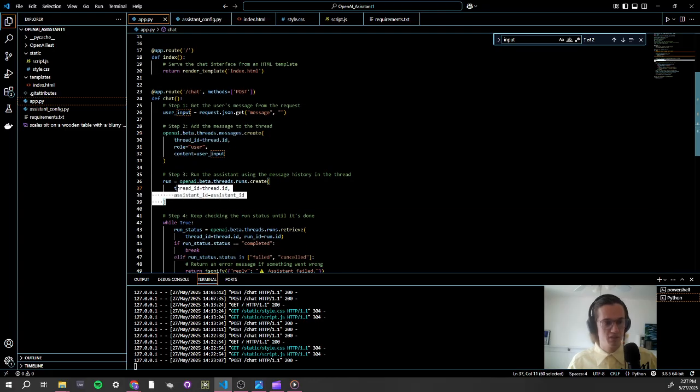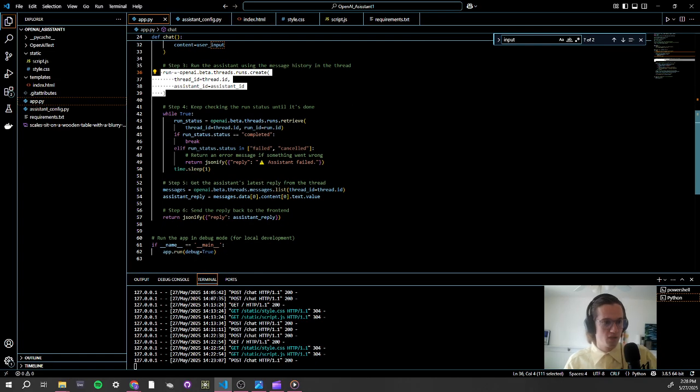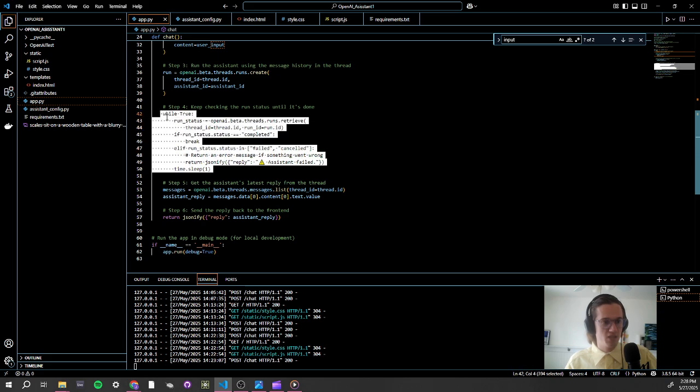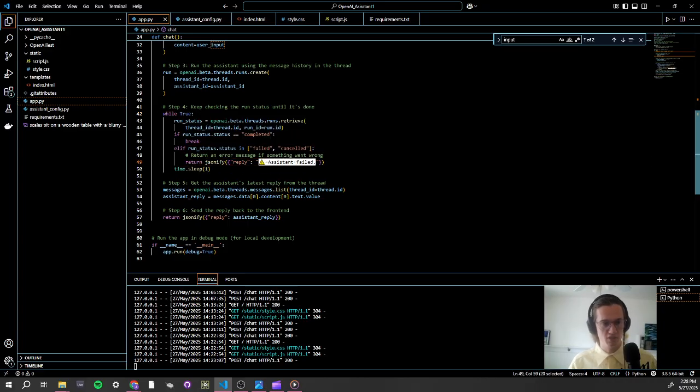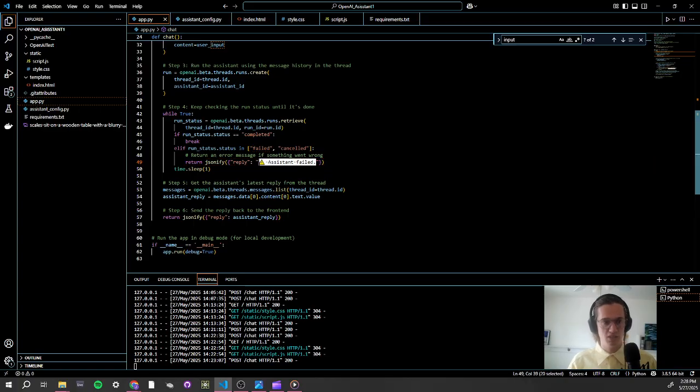I am then running the assistant using the message history in the thread, so the assistant can use previous questions and previous answers to provide the most helpful and accurate information. I'm going to keep checking the run status, and if there's an error or failure, it'll be known within the chat. For instance, if the API key was missing or wrong, or if the assistant ID was missing or wrong.